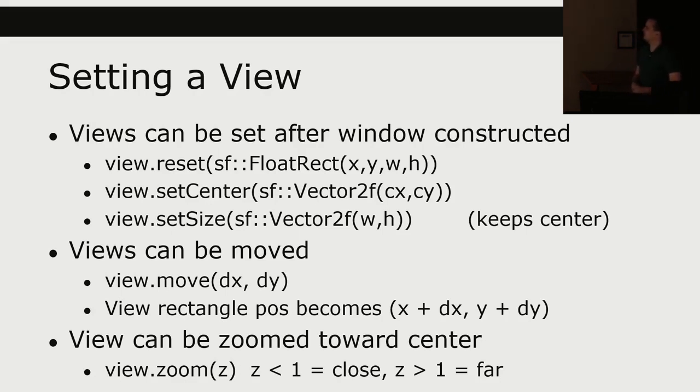So views can be set after a window is constructed, and you can say view.reset, as I showed before. You can say view.setCenter, you can say view.setSize, etc. Views can be moved, so I can say move, and what this will do is it will keep the same width and height, but it will change the top left corner. Right? So if I want to move by 100, 100, I don't need to say, okay, get the x and the y and add 100 and make a new view. I can just say view.move. And so this changes the rectangle position to this, and then the view can be zoomed in or out toward the center.